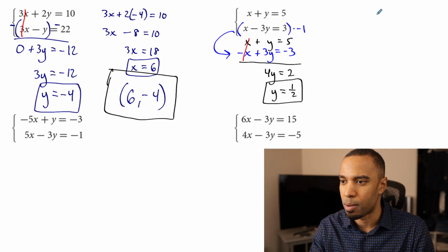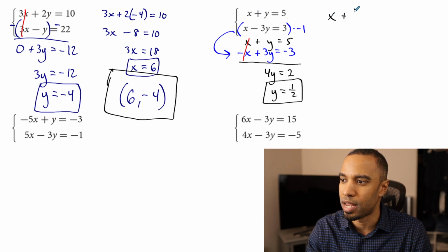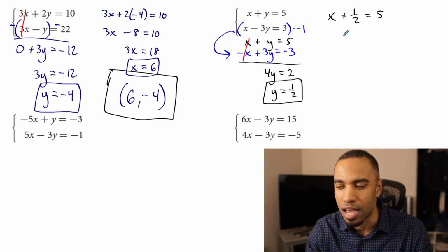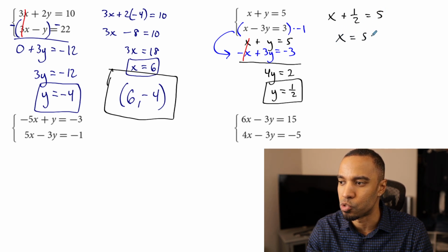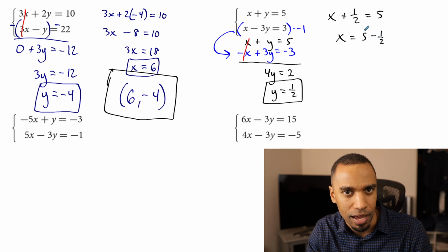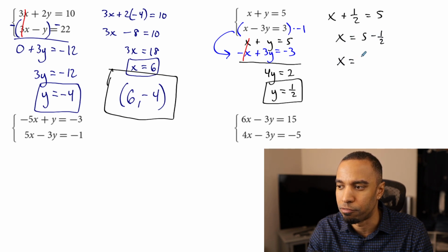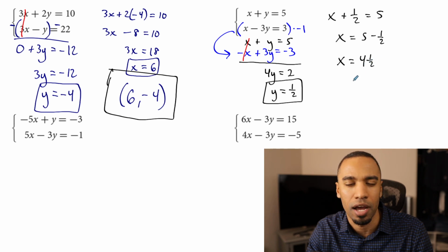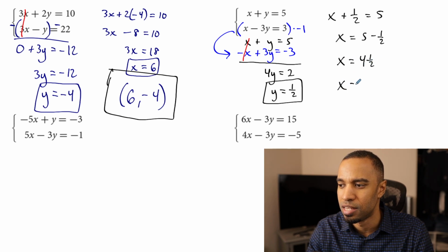Let's substitute it into, how about the top equation? x plus 1/2 equals 5. If I subtract 1/2 from both sides, I get x equals 5 minus 1/2. That's 4.5, and I'll write 4.5 for you to start, but I don't like mixed numbers. I like improper fractions. That's going to be 9 over 2. x equals 9 over 2.